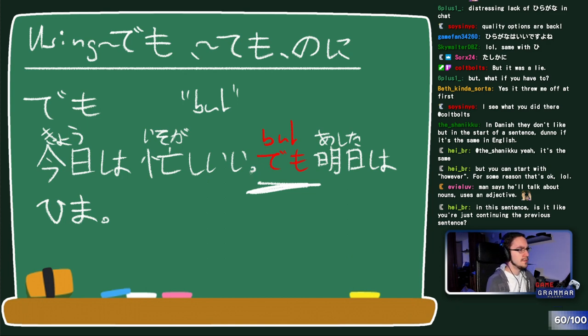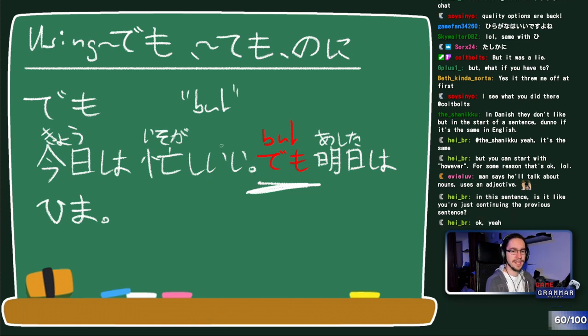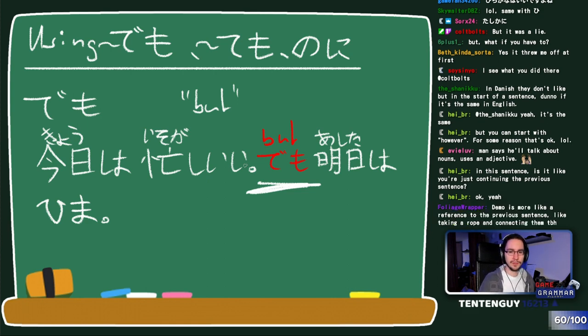But I'm pretty sure you would always have a full stop here. You would not usually have demo right after an i-adjective, but then this also becomes a blurred line, because in spoken language, how would you tell if I have a full stop there or not? It's just kind of a small pause, right? I feel like the concept of a sentence can be pretty loose, especially in spoken language.